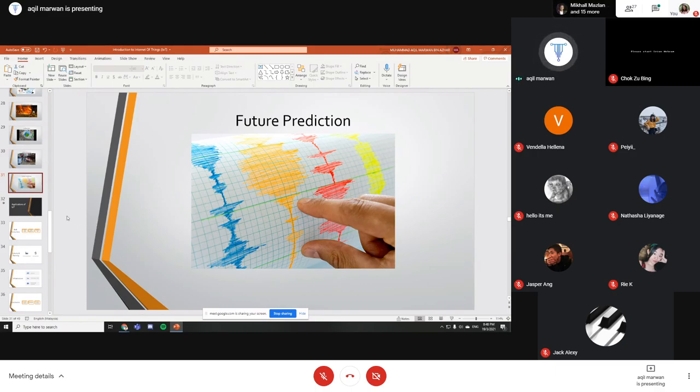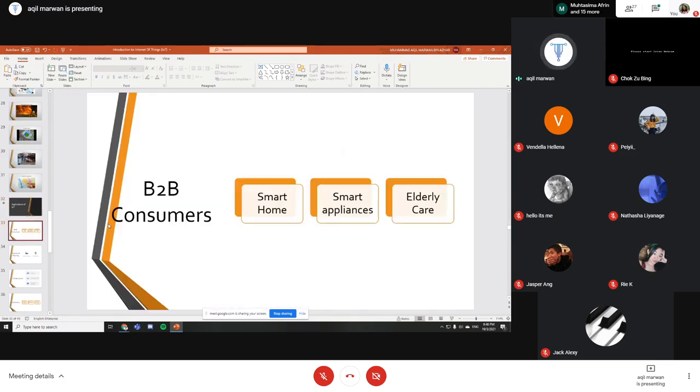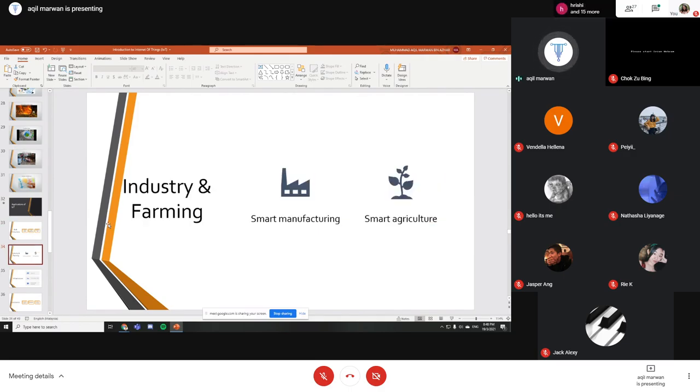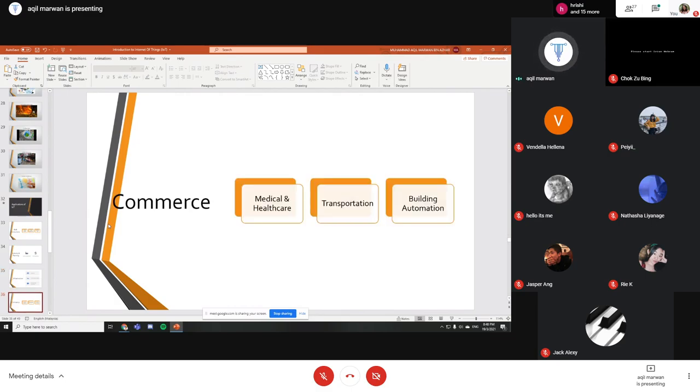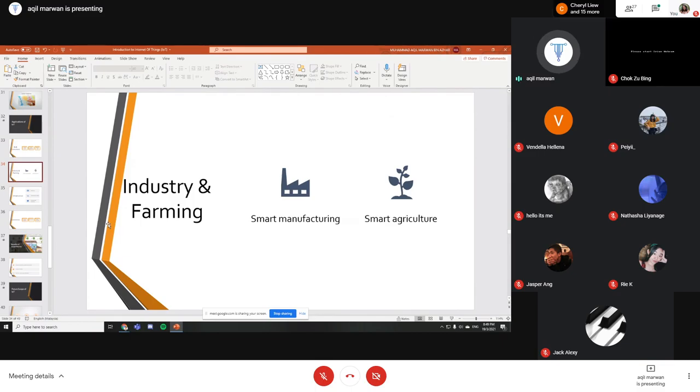So coming up next are the applications of IoT. Basically there are four parts. The first is B2B consumers, which is ours, I mean the community or population in certain countries and a specific market segmentation. The second is industry and farming. The third is infrastructure, and the fourth is commerce. B2B consumers consist of the demand for smart homes, smart appliances, and also elderly care. Industry and farming consists of smart manufacturing, such as the one I've shown you just now, like the drone and the technologies that they have used in the agriculture sector, and also smart agriculture.